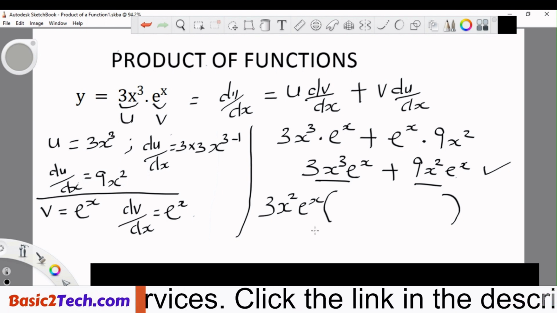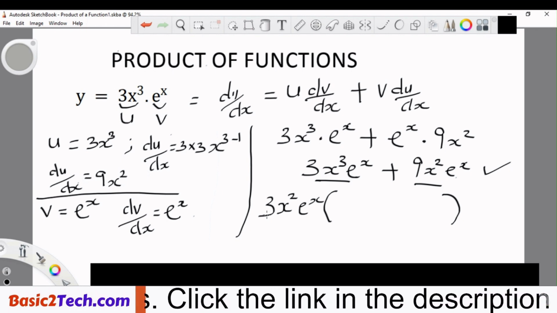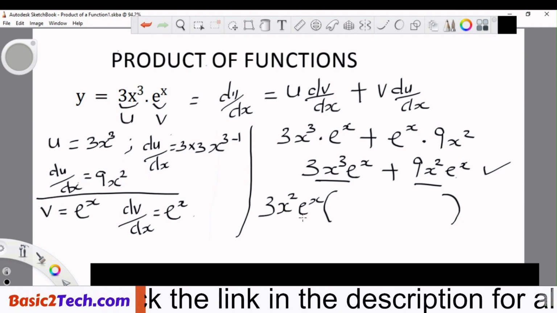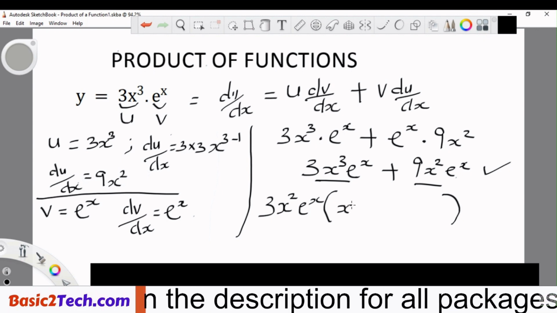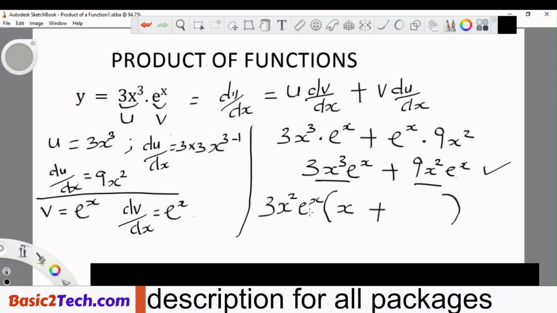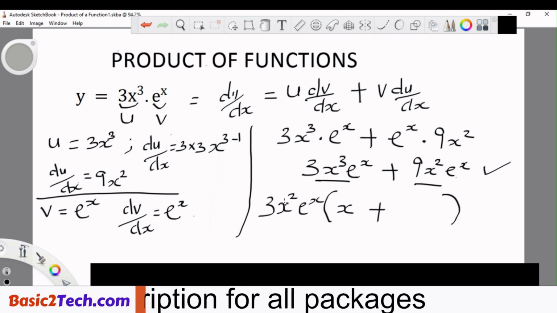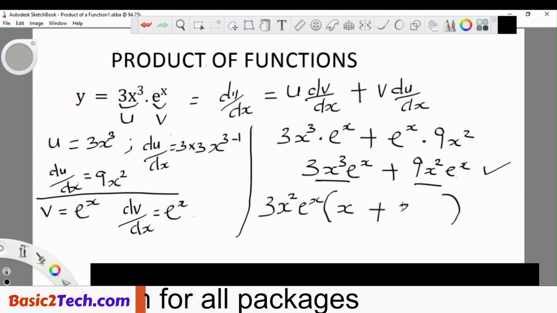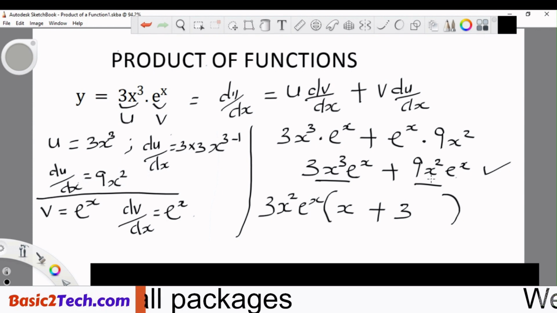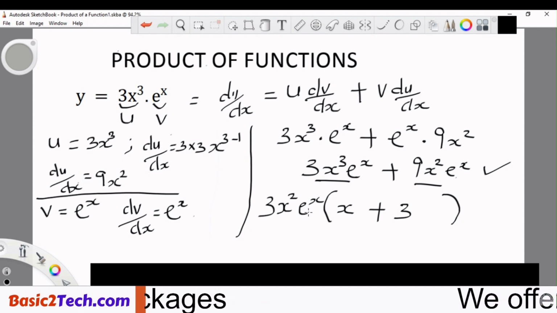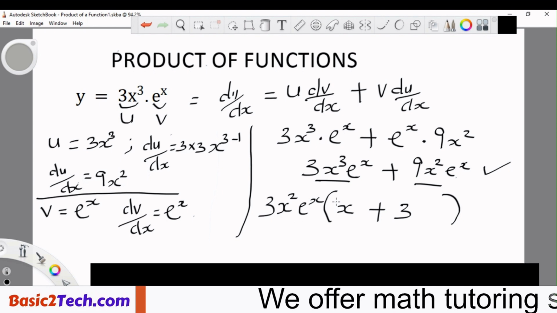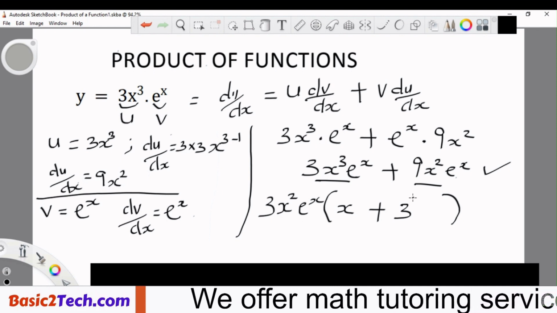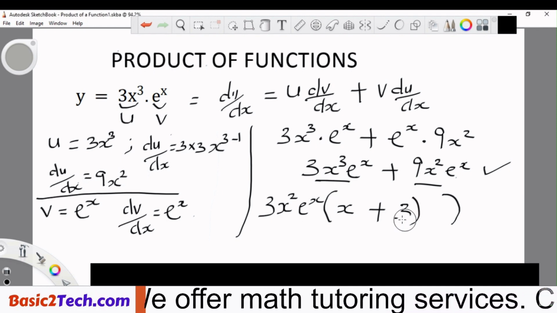So when we divide this by the common factor, we get x plus 3 divide 3, divide 9 is 3, x squared divide x squared is 1, and exponential x divide exponential x is 1. So our answer is 3x squared e^x open bracket x plus 3. So this is our final answer.